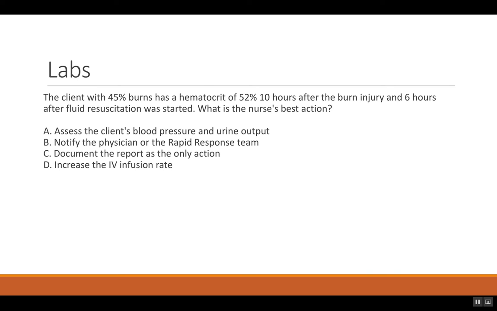Labs. The client with 45% burns has a hematocrit of 52% 10 hours after the burn injury and 6 hours after fluid resuscitation was started. What is the nurse's best action? It's A, assess the client's blood pressure and urine output. The elevated hematocrit is expected because of the plasma loss. That's on page 811 in Brenner's 13th edition.